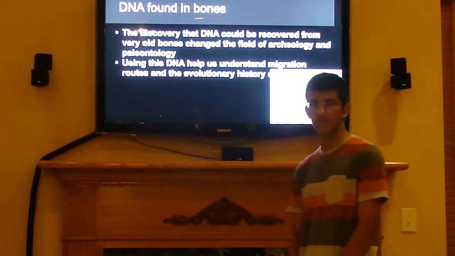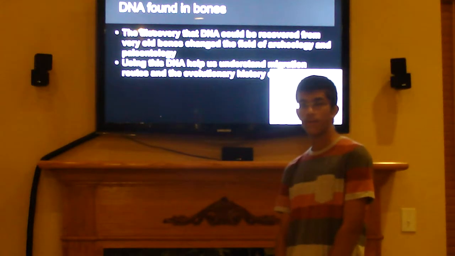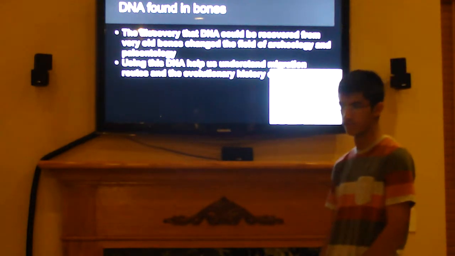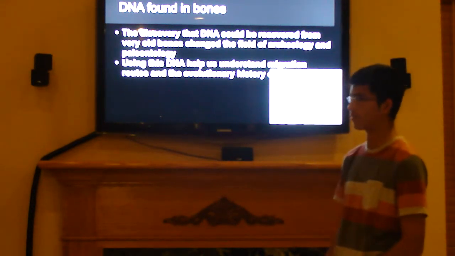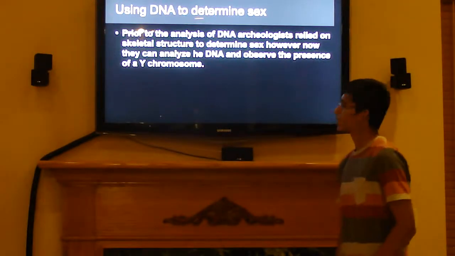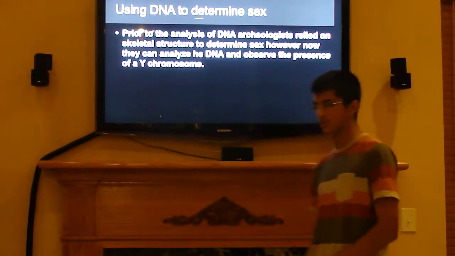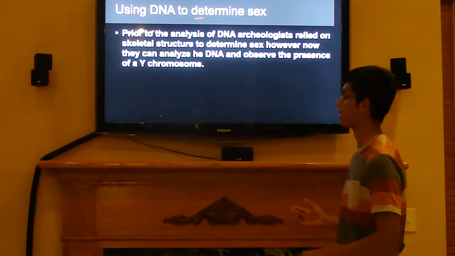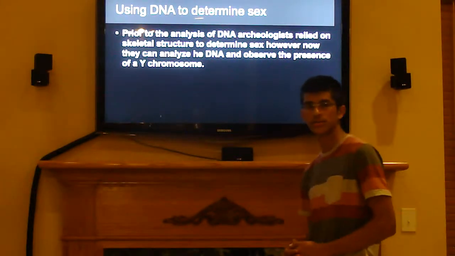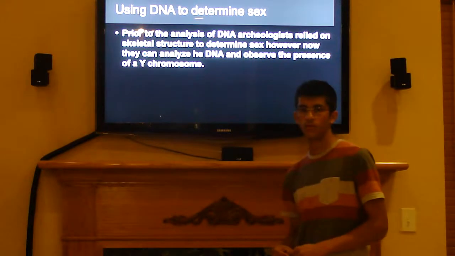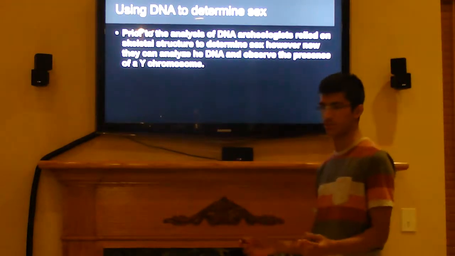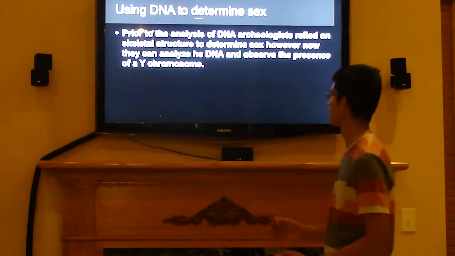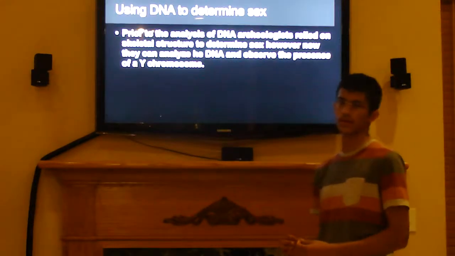Similarly to how humans are DNA fingerprinted today, ancient bones and ancient people that archaeologists find are also DNA fingerprinted. The DNA that's found in the crushed bones of these people is very useful in identifying things about these people. One of the main things that's useful is determination of sex. Prior to the discovery of DNA in skeletons, archaeologists relied on skeletal structure alone to determine what sex ancient humans were. However, now that they can analyze the DNA found in these skeletons, they can look for the Y chromosome, and they have a more accurate understanding of whether it was a male or female.